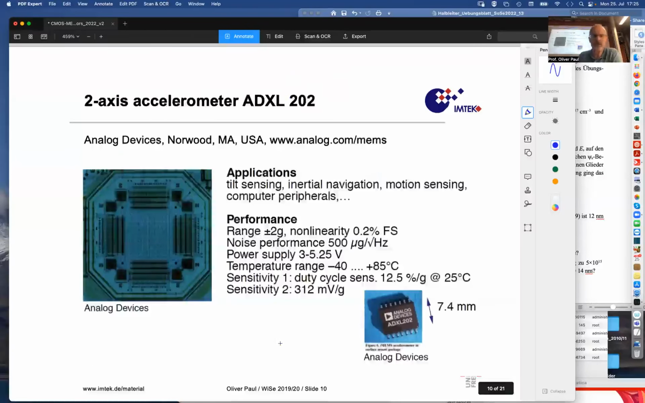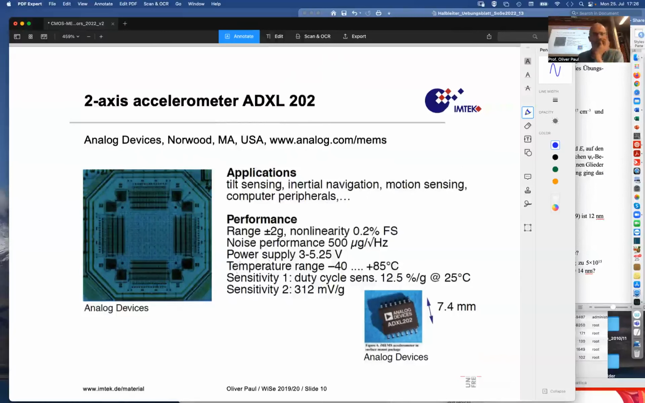Well, here is an example, the ADXL202 from Analog Devices, an acceleration sensor, linear, 202. Actually, it's linear, but it's for two dimensions. So this is used for tilt sensing and for inertial navigation, where you would like to know what acceleration is occurring in two directions, and therefore integrating the acceleration to determine the motion, the velocity, and the position.